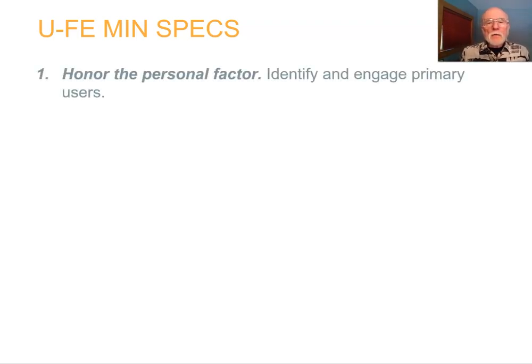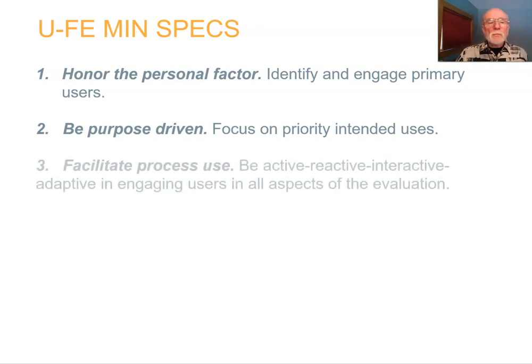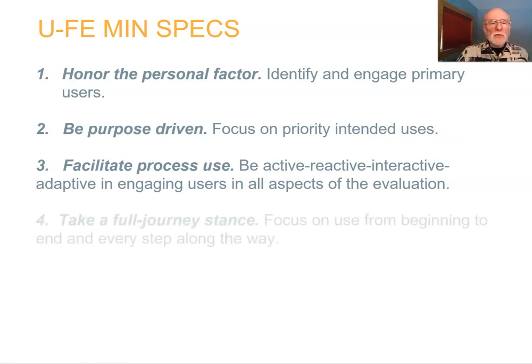The first is to honor the personal factor. Identify and engage primary intended users. The second is being purpose-driven. Focus on primary intended uses with those intended users. The third is to facilitate process use. Be active, reactive, interactive, and adaptive in engaging users in all aspects of the evaluation. Utilization-focused evaluation is a collaborative, co-creative, interactive process.